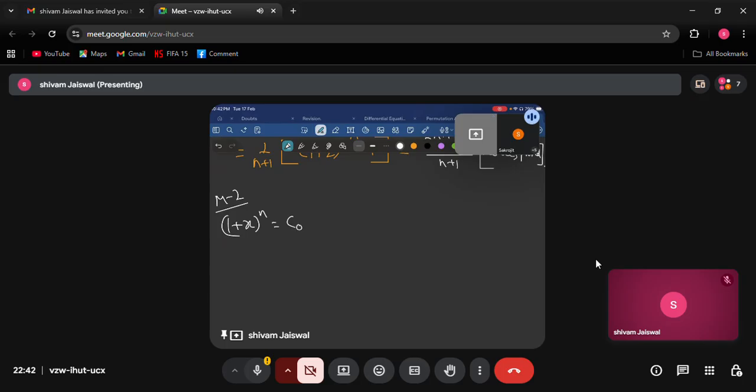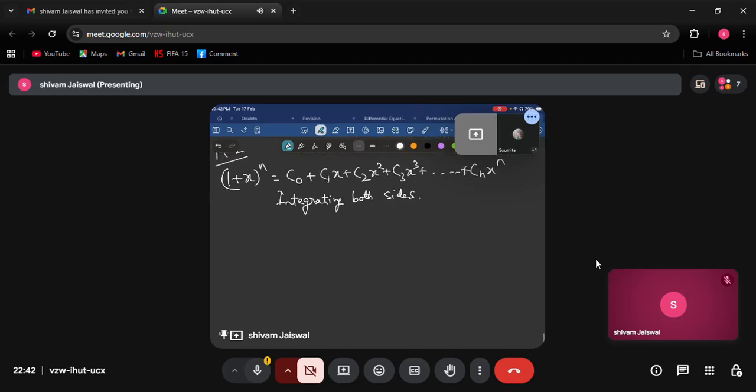That is C0 plus C1x plus C2x squared plus C3x cubed plus dot dot dot plus Cnx to the power n. So when you integrate both sides, Shamita, you know basic integration, right? Yes, sir. Integrating both sides, what do we get? We'll get the integral of 1 plus x whole to the power n is equal to the integral of this whole expression.